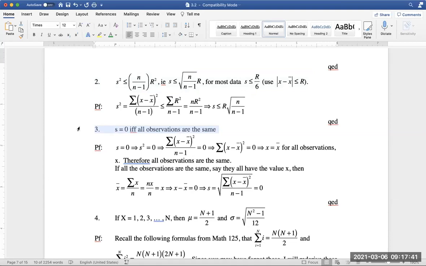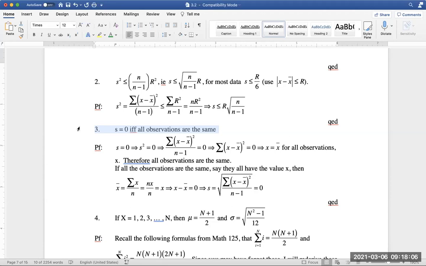Next. S is equal to 0 if and only if all observations are the same. So if you're doing some measure of dispersion, certainly if all of the data values are the same, then there should be no dispersion. So I certainly want that this is a true statement.